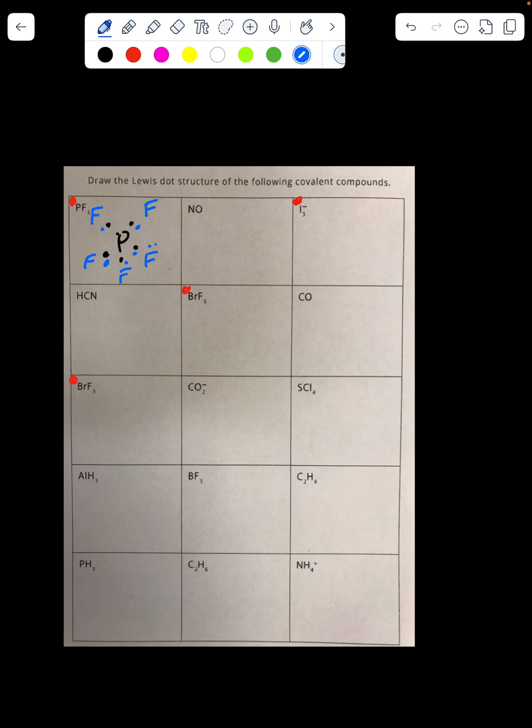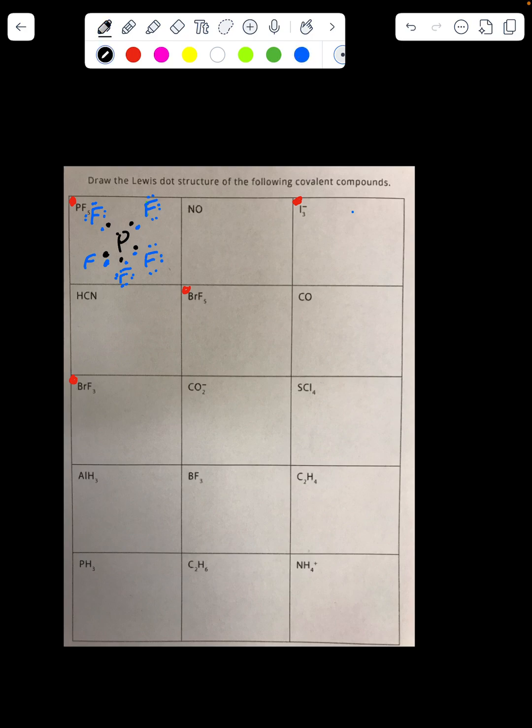And fluorine has 7, so 2, 3, 4, 5, 6, 7, and we could do this in all of these. 1, 2, 3, 4, 5, 6, and there's the 7th one there. Okay.